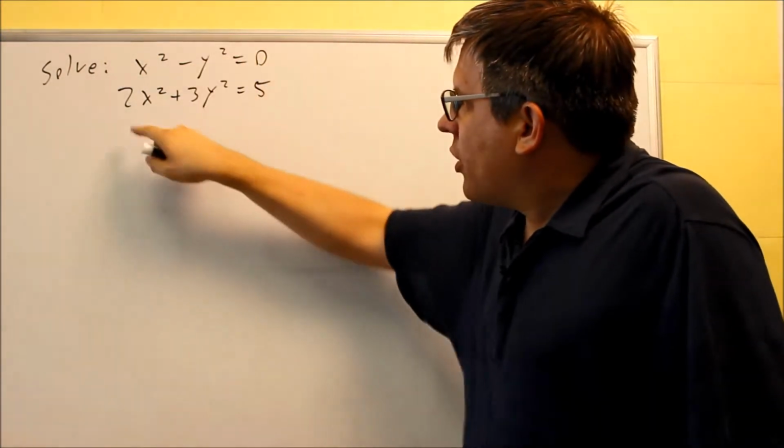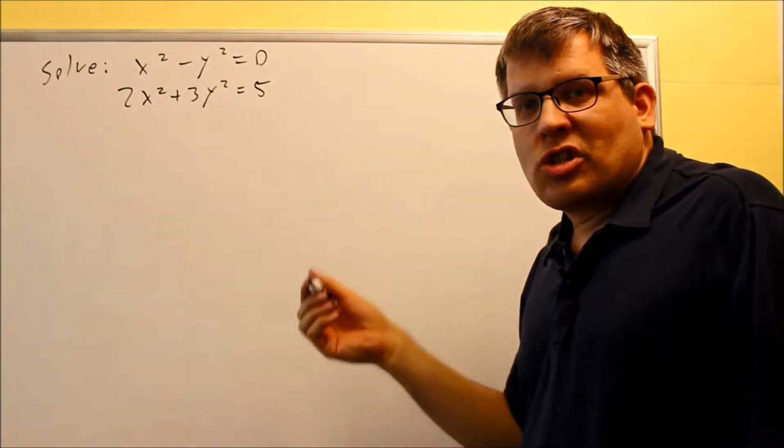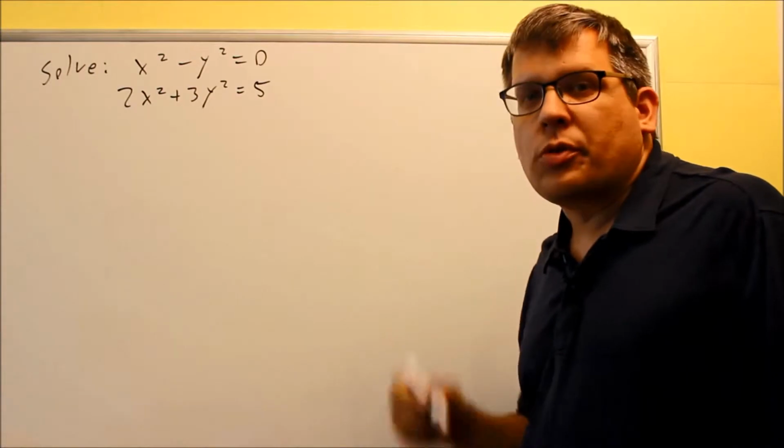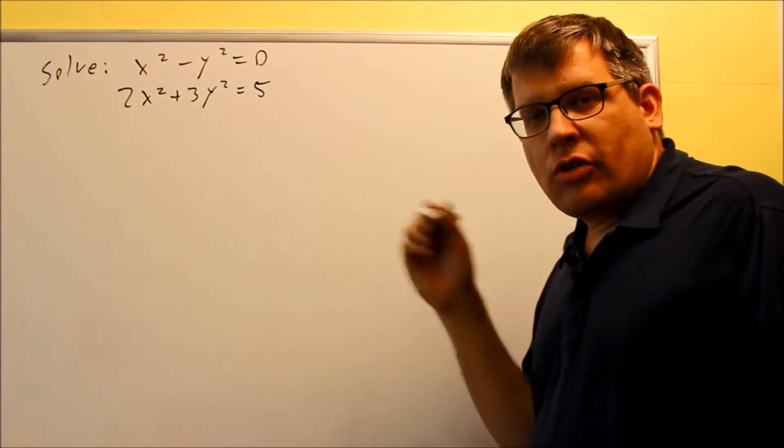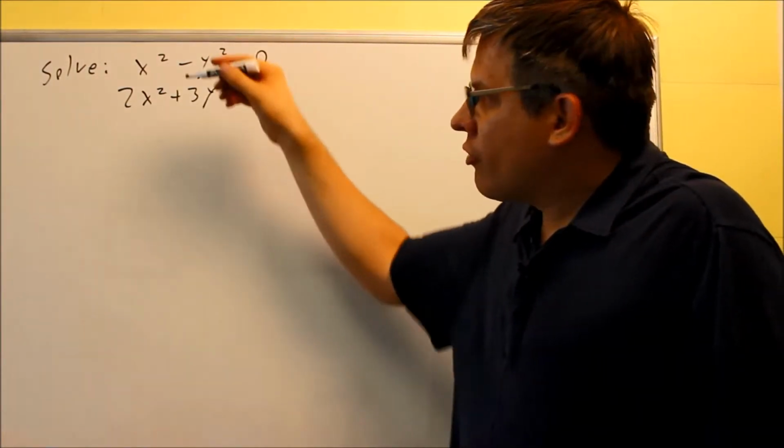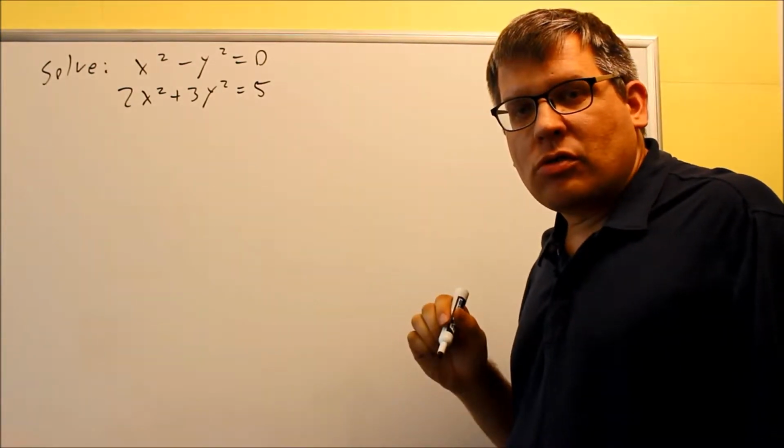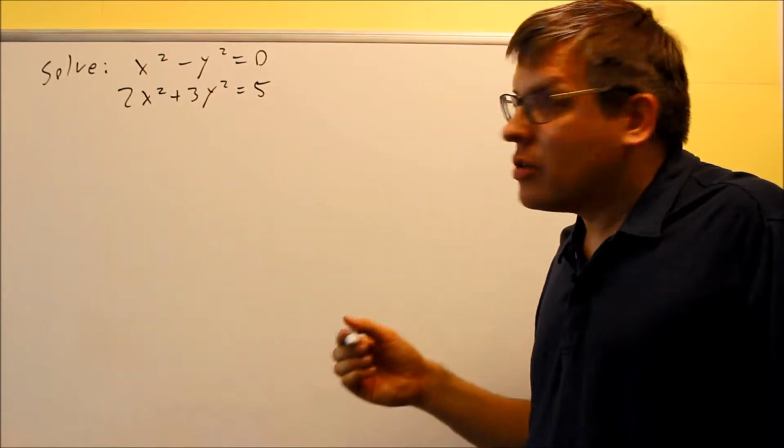The numbers that are in front of here, I have a 2 and I have a 1. So the smallest number that both 1 and 2 will go into will be 2. So 2 is going to be my least common multiple. I want to make one of them positive 2 and one of them negative 2, so that way when I add them together I'll get a 0.